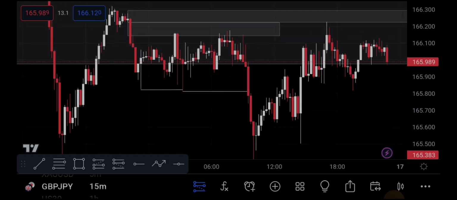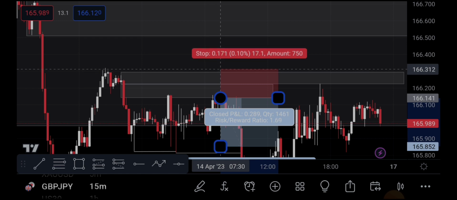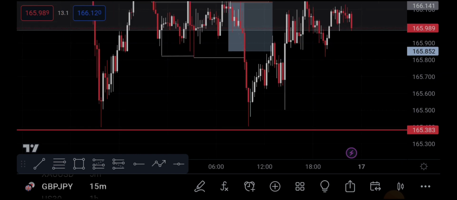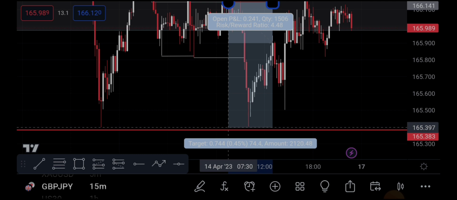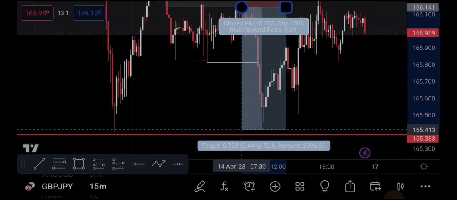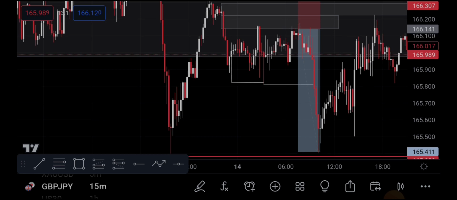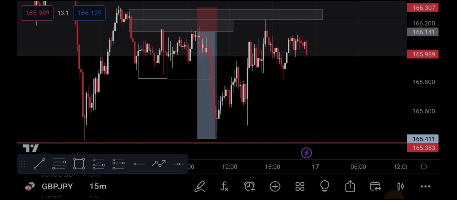Some traders would enter off the imbalance, whereby price would come into the imbalance, but they would put their stop loss above the order block, not above the imbalance. Because at the end of the day, the main key is the order block. And then we would go for the next low. We'd go for the next low. We would have won this trade if we had entered off the imbalance.